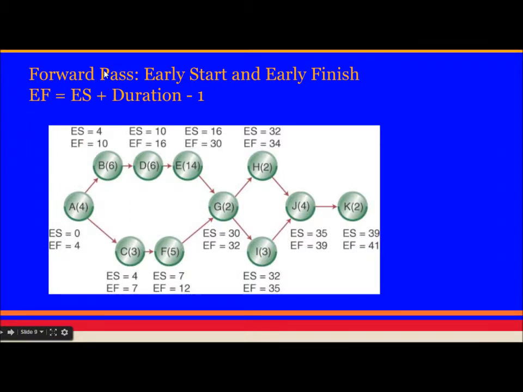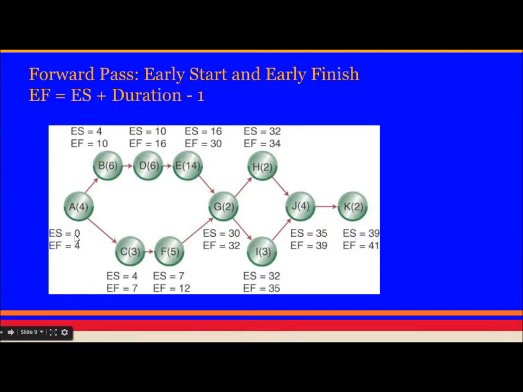This is forward pass. Forward pass means finding early start and early finish for each node. And this is the formula you can remember. Logically also you will be able to find what is early start and early finish. But if you have less time, you can use just this formula. Remember this formula, EF is equal to ES plus duration minus 1.